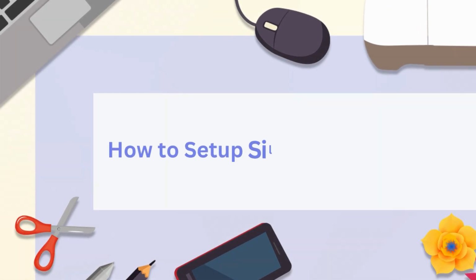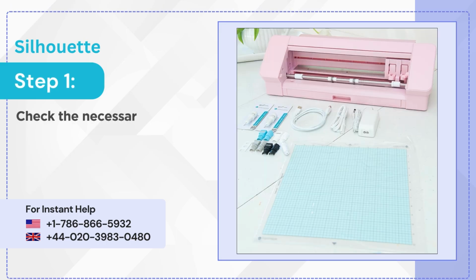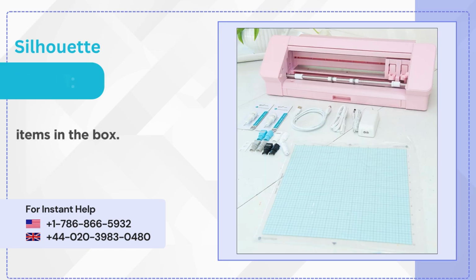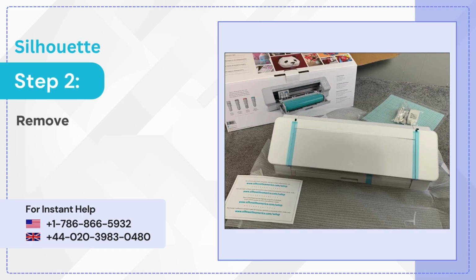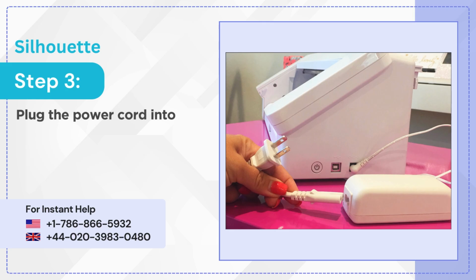How to set up Silhouette Cameo for. Step 1. Check the necessary items in the box. Step 2. Remove all kinds of packaging from Cameo 4. Step 3. Plug the power cord into the outlet and the machine.